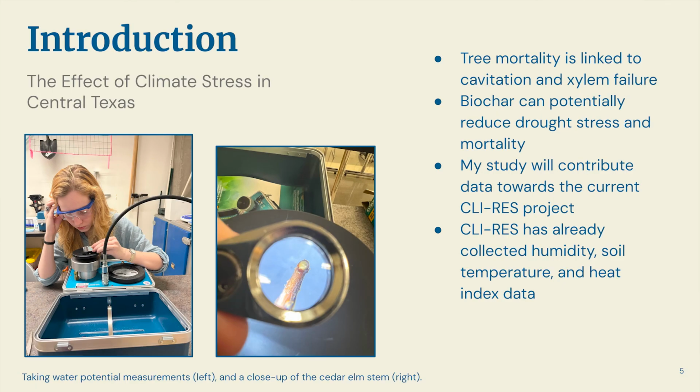Mortality of trees has been linked to drought stress through cavitation and failure of their xylems. If you know anything about veins and air embolisms, it's the same concept, but for trees. Cavitation happens when there's so little water that air bubbles form in the xylem, and this can lead to dead branches that you see hanging off of trees. Biochar can hopefully reduce this drought stress and increase the moisture and decrease risks of cavitation.